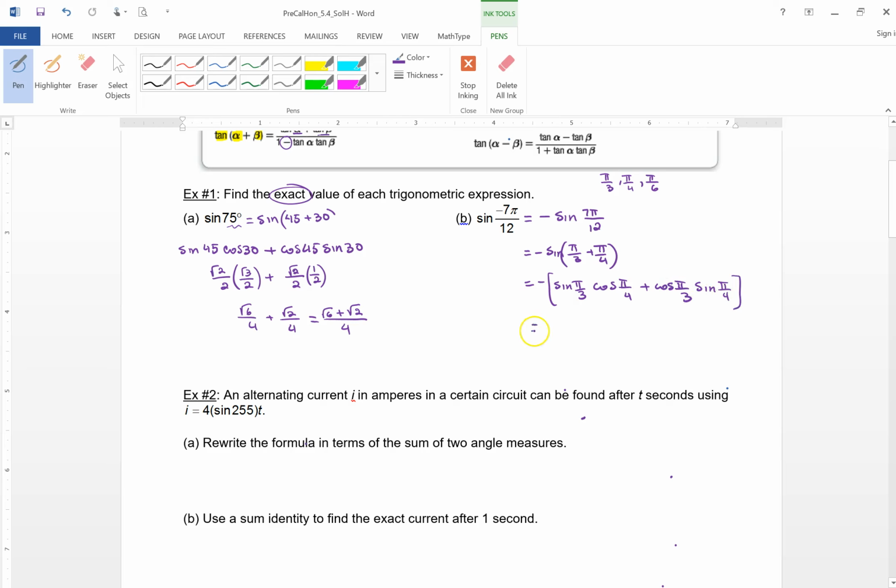And again, you have to go in and you have to put in your values. So here we have sine of pi over 3, that's the 60, so it's root 3 over 2. Root 2 over 2. If sine pi over 3 is root 3 over 2, cosine pi over 3 is the other one, and root 2 over 2. So now we have negative root 6 over 4 minus root 2 over 4.